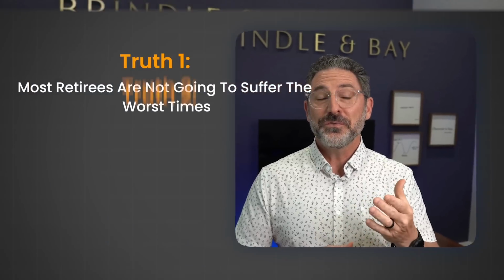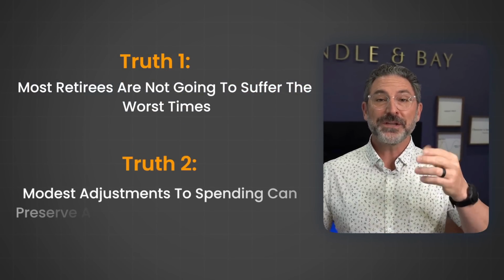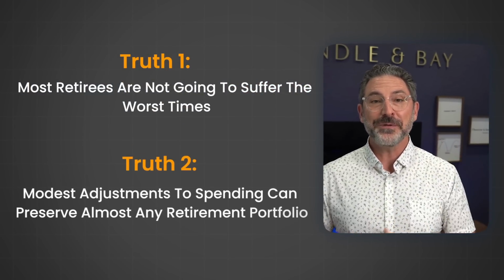The only reason we say to spend 4% is because we don't know as retirees if we're going to retire and the world is going to be great for the next 10 years in a row, or if it's going to be like the 1960s stagflation period. But we could spend more than 4% if we had a system that notified us of our retirement spending and if it was jeopardizing our goals. So truth 2 is modest adjustments to spending can preserve almost any retirement portfolio.